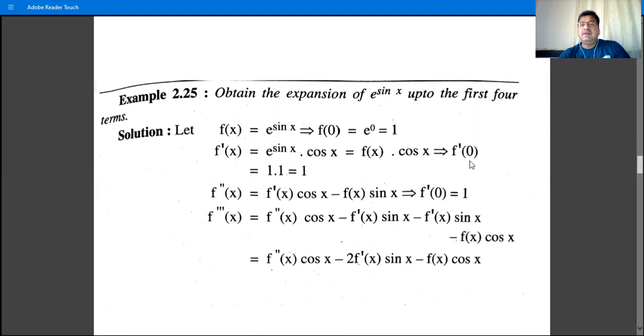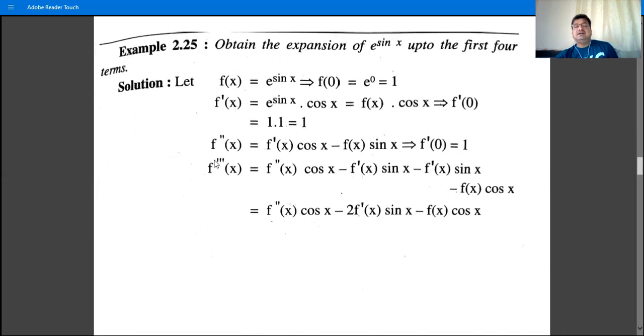And therefore f'(0), we have to find the value at 0. f'(0) is what? e raised to 0 sin 0, sin 0 is 0, e raised to 0 is 1, and cos 0 is 1. So 1 into 1 is 1. Then the second order derivative, f''(x), using the u into v rule, f(x) into cos x derivative: f'(x) cos x as it is, and f(x) as it is, the derivative of cos x is minus sin x. So by using the u into v rule, we have these two terms. And then the value at 0 is what? f'(0) is 1, cos 0 is 1. So 1 into 1 is 1, and sin 0 is 0. So we have 1 plus 1 minus 0, that is 1.